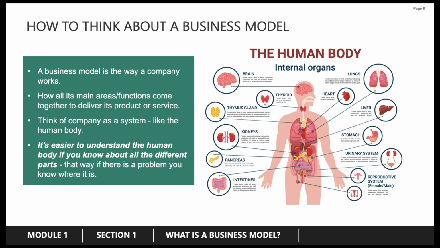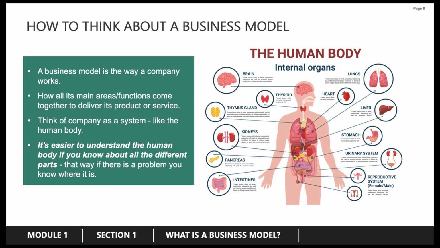Now, I've made a comparison here to the human body. A business model, or a business generally, contains lots of different areas and functions and departments. You might have human resources, finance, marketing, sales, business development. You've obviously got, within an architecture business, architects with very highly skilled knowledge. And what we're trying to do is put all those pieces together so they work in harmony and actually deliver successfully to the customer a product or service.